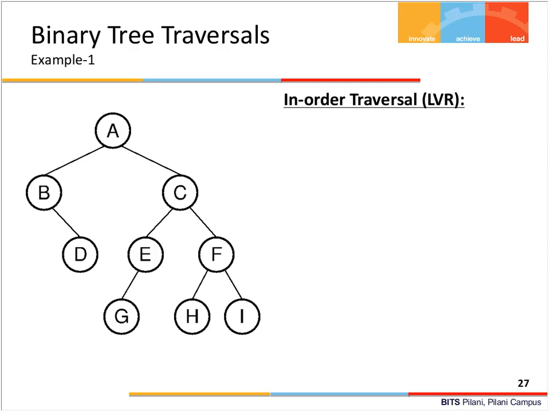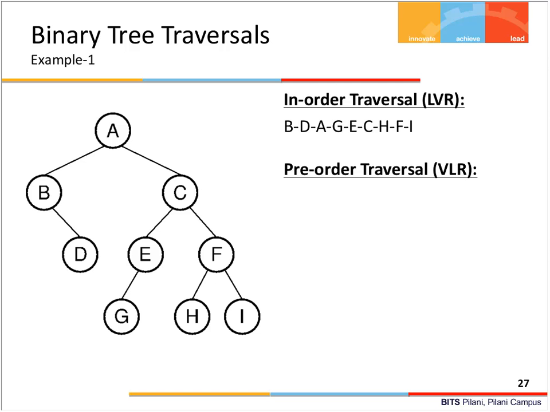If you see for the C node, the left subtree is completely taken care of, so I am good to actually print C at this point of time. And if you repeat the same procedure for the right subtree of C, you will get the complete in-order, which is written like this. You can see B, D, A. You first printed B, then D, then A, then G, E, C, H, F, I. Alright, it's a simple one.